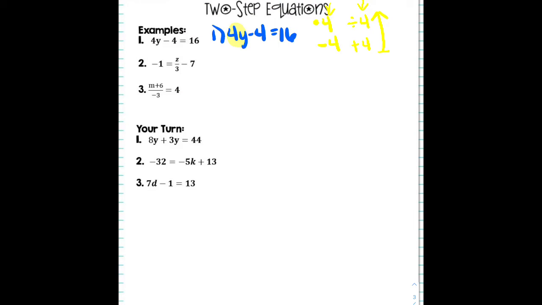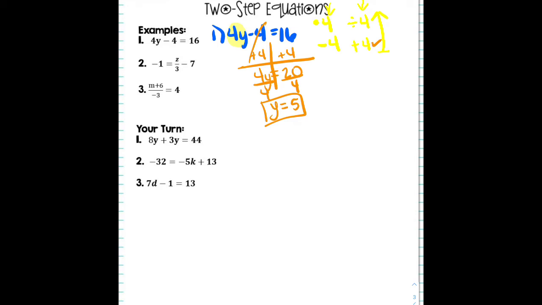So I'm going to change to a different color so it's a little bit easier to see. So the first thing I'm going to do is add 4. I'm going to add 4 to both sides of the equation. So negative 4 plus 4 is 0, and I'm left with 4y equals 16 plus 4 is 20. And so I've done this step. The next thing I need to do is divide by 4 because that undoes multiplication. So I have y equals 20 divided by 4 is 5.